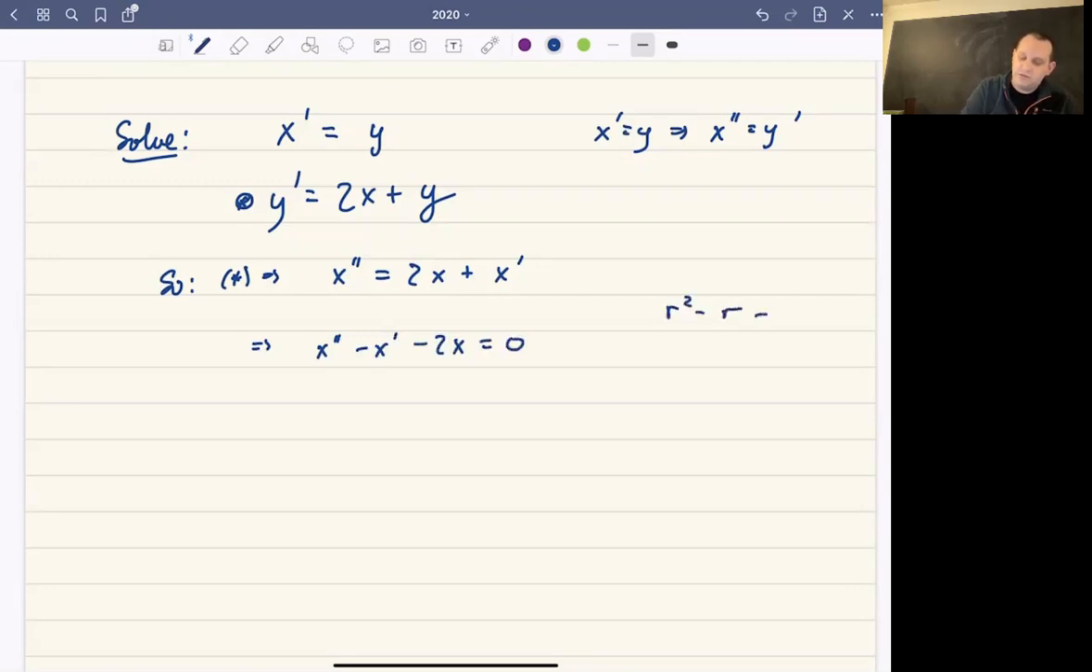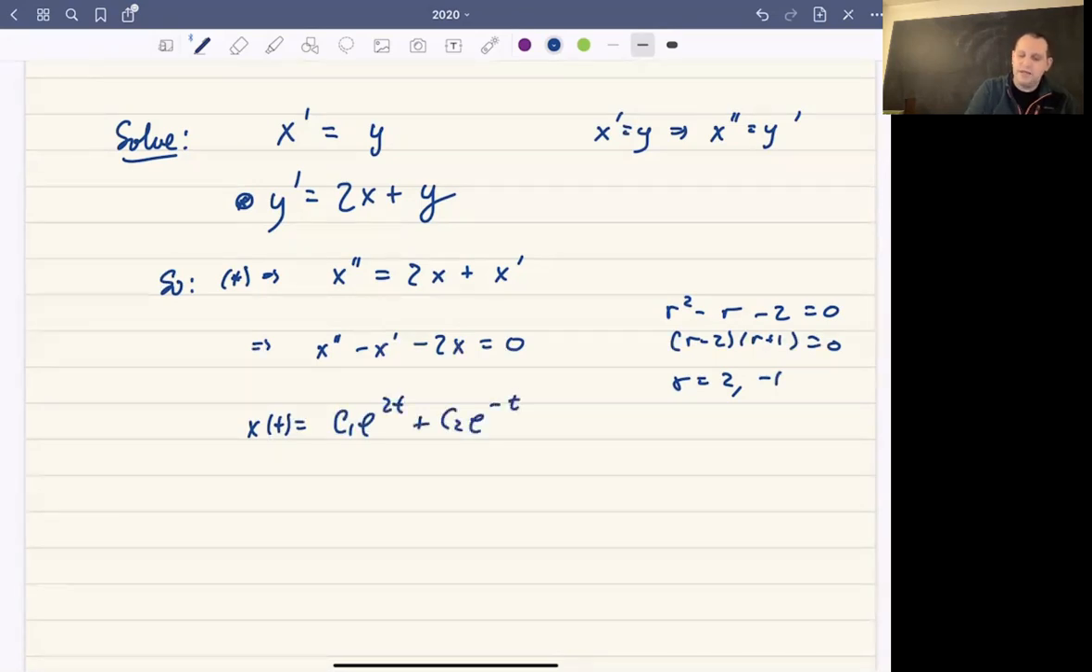So we're going to look at the characteristic equation. r squared minus r minus 2 is equal to 0. That factors as r minus 2 times r plus 1. And so r is going to be 2 and minus 1. And therefore our solution, x of t, is going to be equal to c1 e to the 2t plus c2 e to the minus t, taking our roots, 2 and negative 1, and making them those constants that we get there.